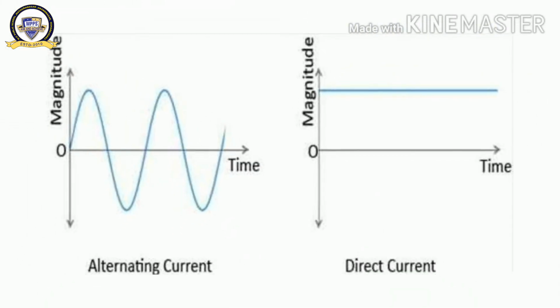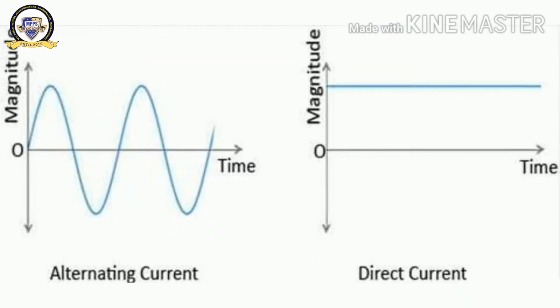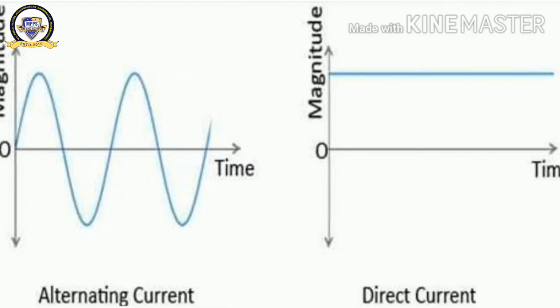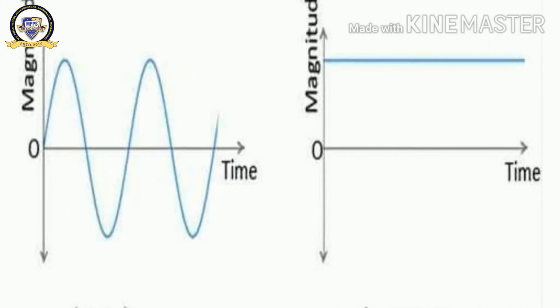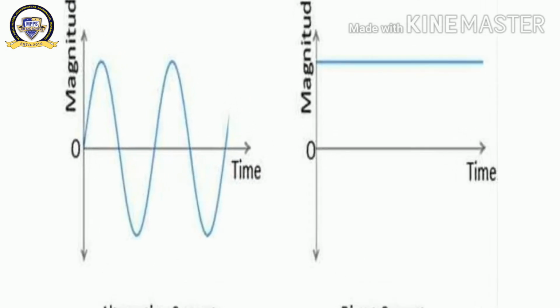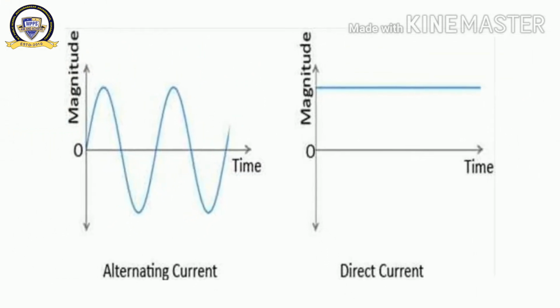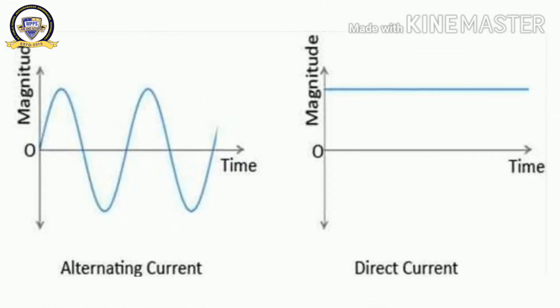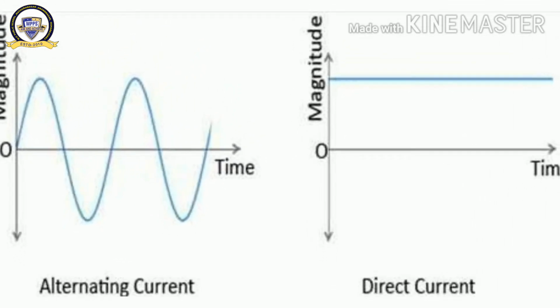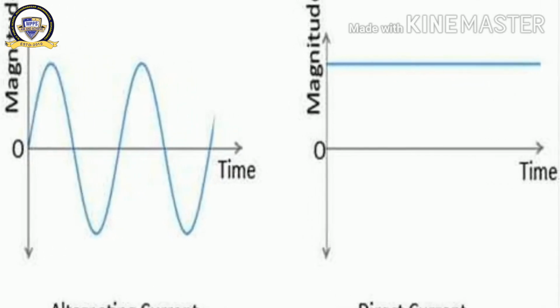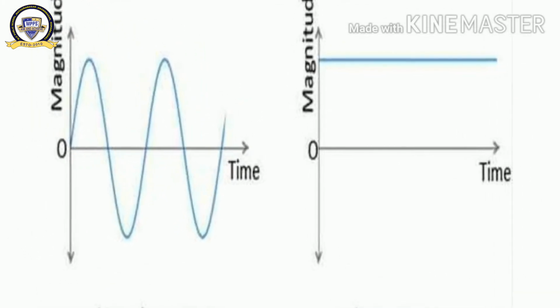In this figure, you can clearly see two graphs showing two different currents. The alternating current is shown by option A and the direct current is shown by option B. Periodically in alternating current the magnitude and direction are changing, while in direct current the magnitude of current remains constant.